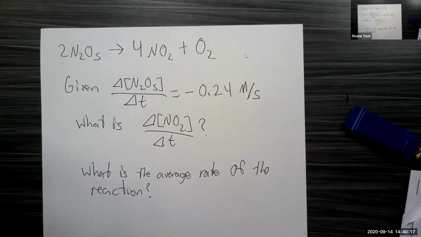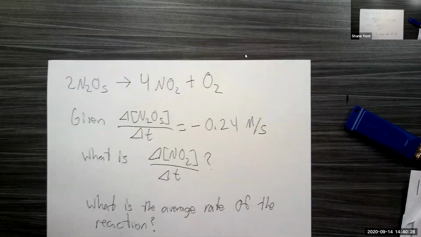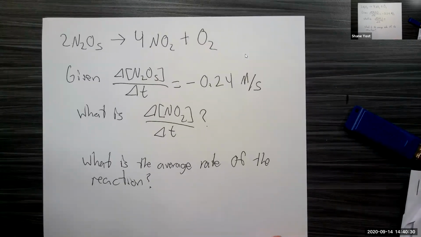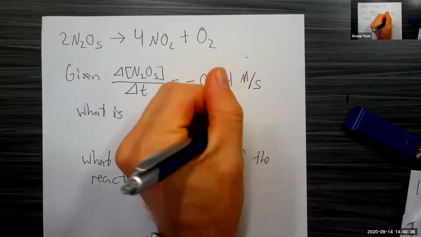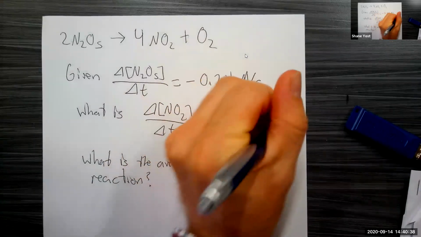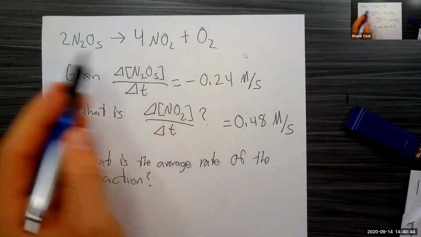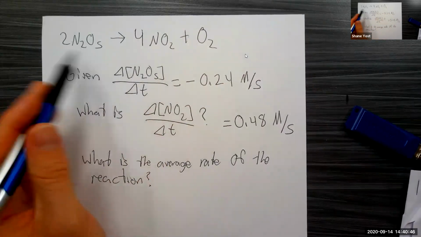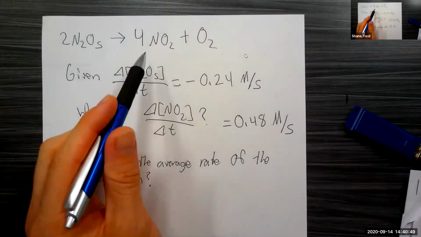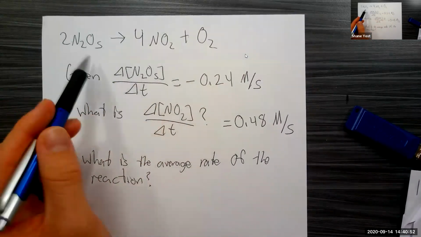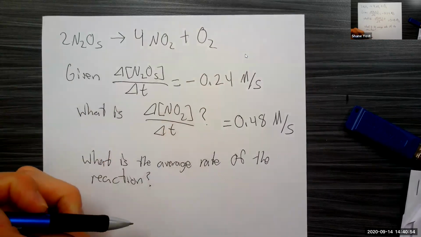All right. So what is the expected change in concentration of NO2 over change in time going to equal? 0.48 molars per second. Because based off our balanced stoichiometric coefficients, every time I lose 2 of these, I gain 4 of these. So the formation of NO2 is twice as fast as the consumption of N2O5.